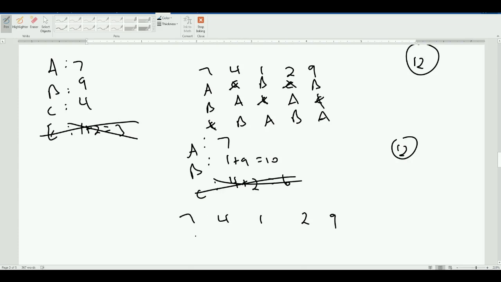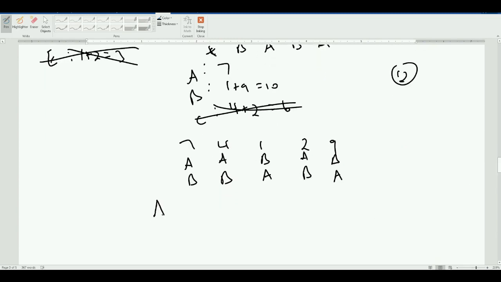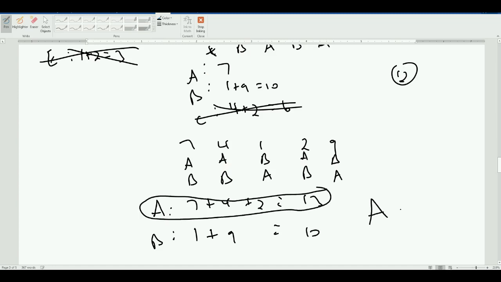And we have A, B, A, B, B, A, B, B, A. So let's count those. A has 7 plus 4 plus 2, and B has 1 plus 9. 11, 12, 13 to 10. We have a majority. A wins.